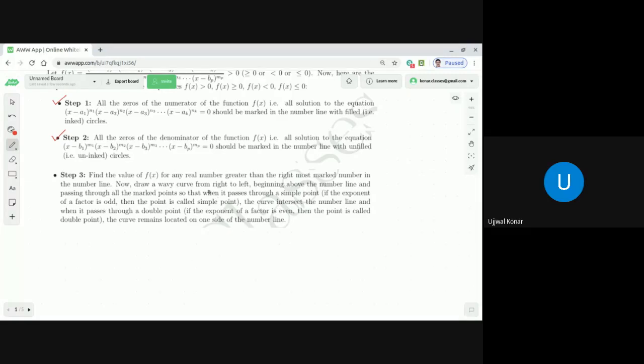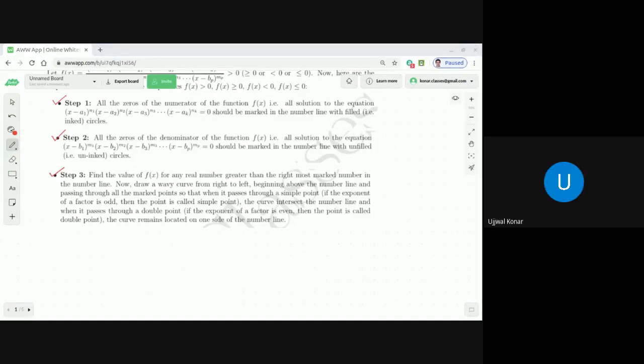Now draw a wavy curve from right to left, beginning above the number line and passing through all the marked points, so that when it passes through a simple point, that is, if the exponent of a factor is odd, then the point is called a simple point, the curve intersects the number line, that is, you cross the number line. And when it passes through a double point, that is, if the exponent of a factor is even, then the point is called a double point, the curve remains located on the same side of the number line. I hope you are able to relate. Correct, dear students? Yes.